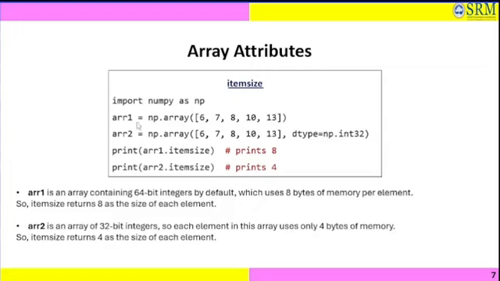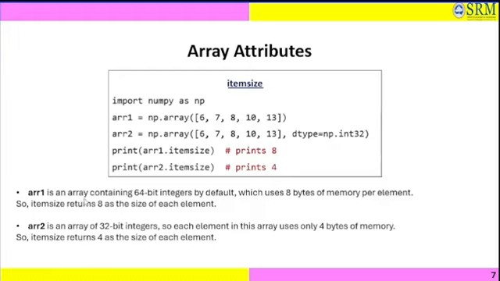Itemsize. So here we are having two arrays, arr1 which is having some values and arr2 which is having the same values. But here we are having the data type as np.int32. So it is printing the size of the elements of the array. Since it is an integer 32, it is printing 4 as the itemsize of array 2. We are not passing any data type for arr1. By default, it is taking integer 64. So the size for this array 1 is 8.